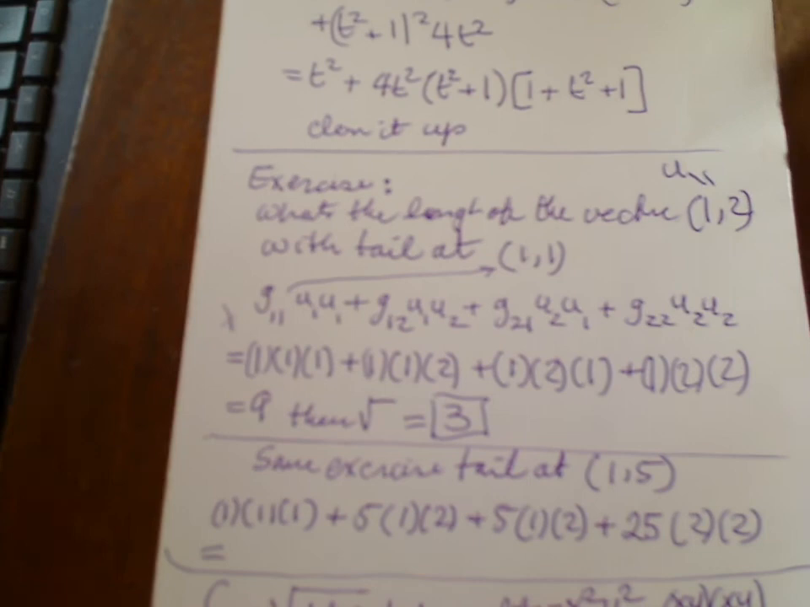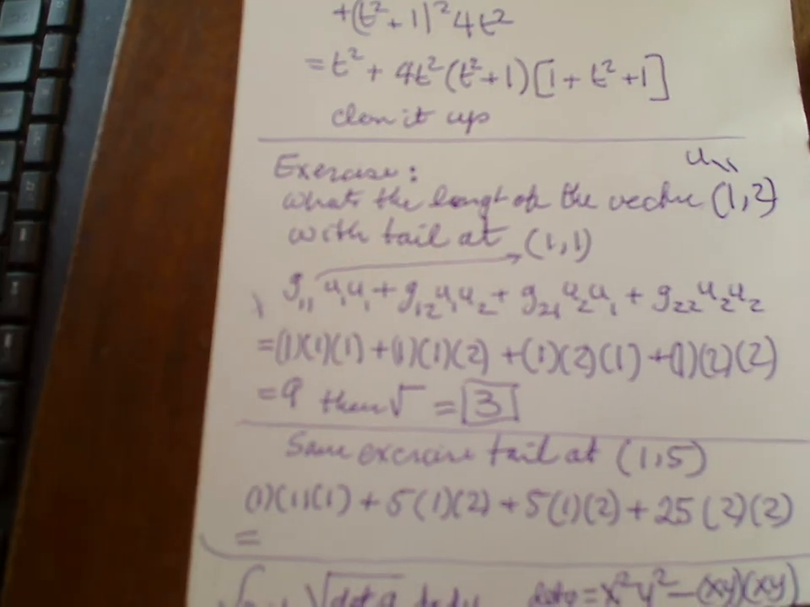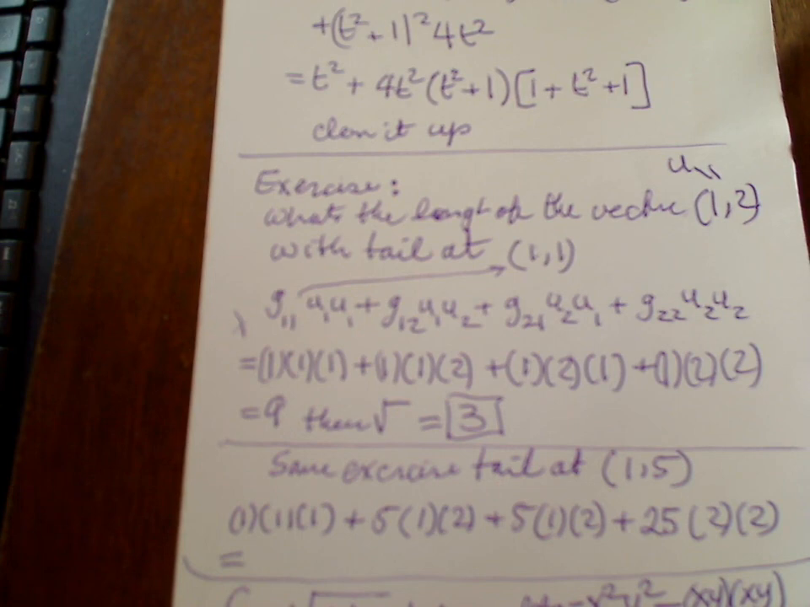And here I've done for you the same thing as we just did before. Plug in G11, U1, U1, G12, U1, U2, G21, U2, U1, and G22, U2, U2. And that's how we get that, 25 times 1 times 2 times 2, etc. Alright, and of course you add all that. You first multiply, then you add, and you simplify. You're going to get a number. You take the square root, and that's the length of the vector.